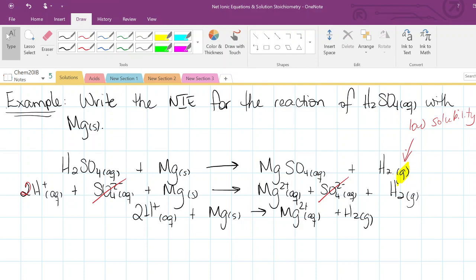And this tells me that what's actually driving the reaction forward are my hydrogen ions in solution and the magnesium solid, producing magnesium ions and hydrogen gas. So that's the net ionic equation here.